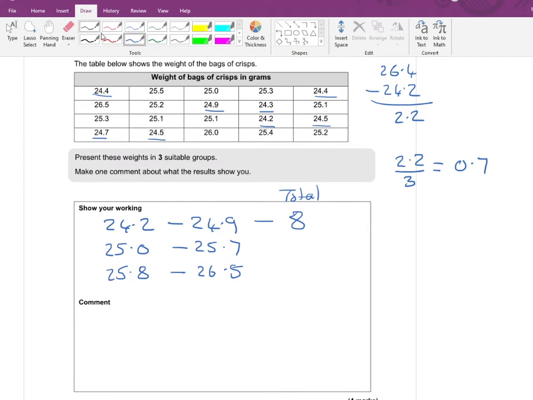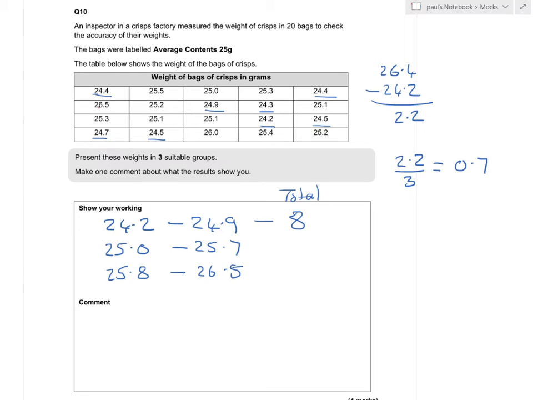Now, anything less than 25.7 now. 1, 2, 3, 4, 5, 6, 7, 8, 9, 10. So the total of that is 10. And in the other group, it's all the rest of them, isn't it? So it's 1, 2. Oh, you only got 2 in that group. Yeah, 2.